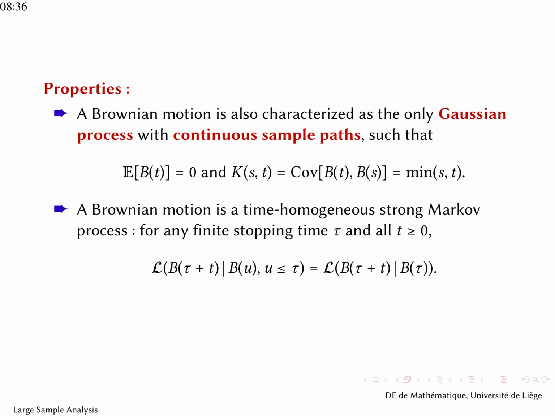Furthermore, a Brownian motion is a time-homogeneous strong Markov process. This means that for any finite stopping time tau and every t value larger or equal than 0, the conditional distribution of B_(tau+t) given B_u for u smaller or equal than tau is equal to the conditional distribution of B_(tau+t) given B_tau. So the conditional probability on all the states up to moment tau is the same as the conditional probability when we only know what happened at moment tau.